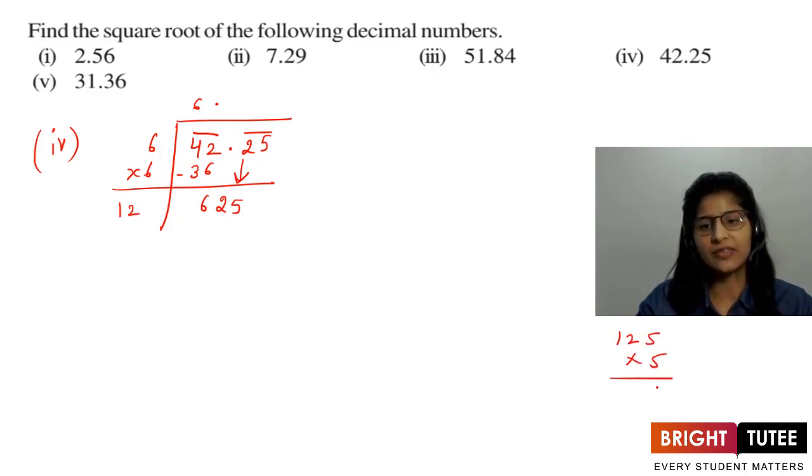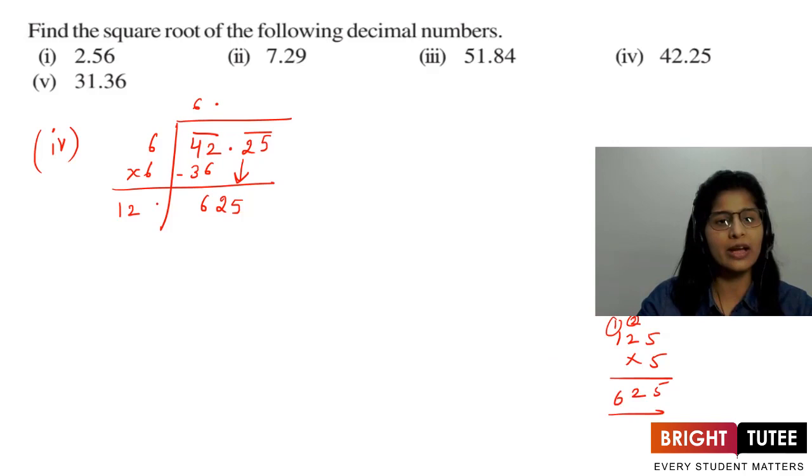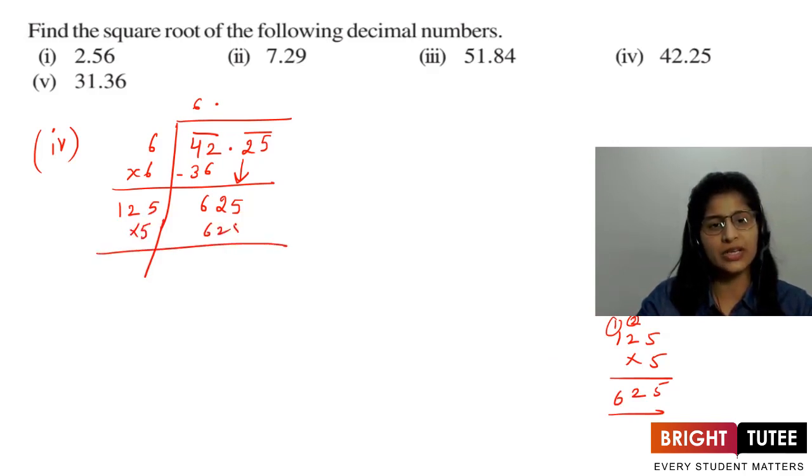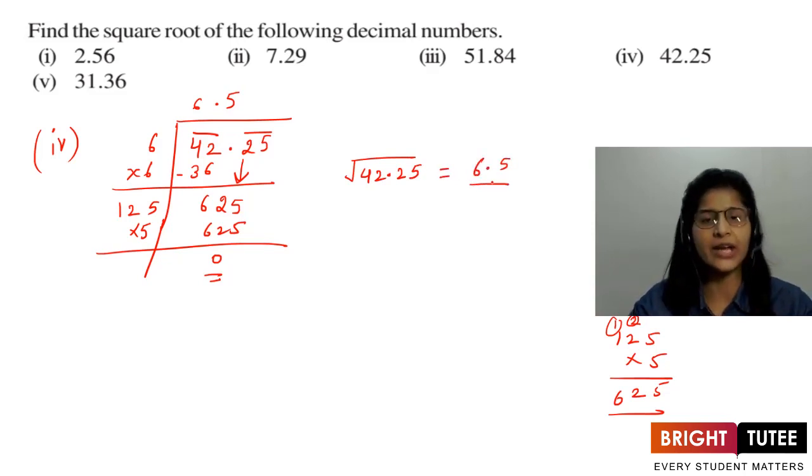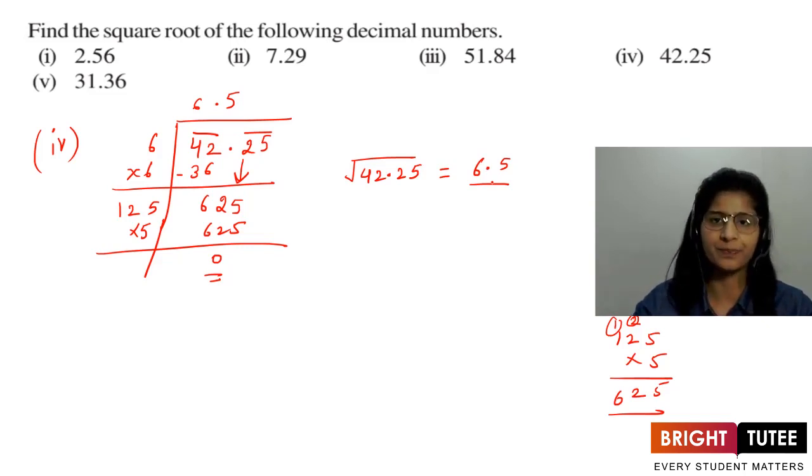5 5s are 25, carry is 2, 5 2s are 10 and 2 is 12, again one carry we have, 5 1s are 5 and it is 6. So if we do with 5, we get 625. So the remainder is 0. So the square root of 42.25 is 6.5. I hope this gives you more clarity on how to find the square root of decimal numbers.